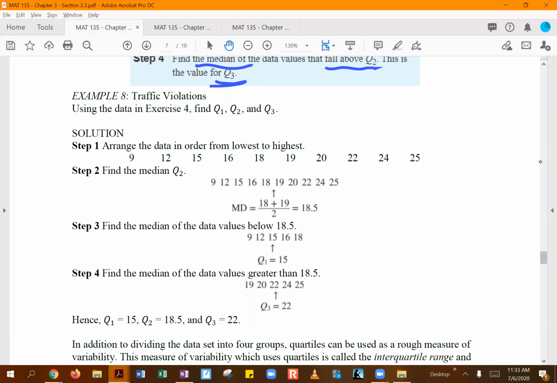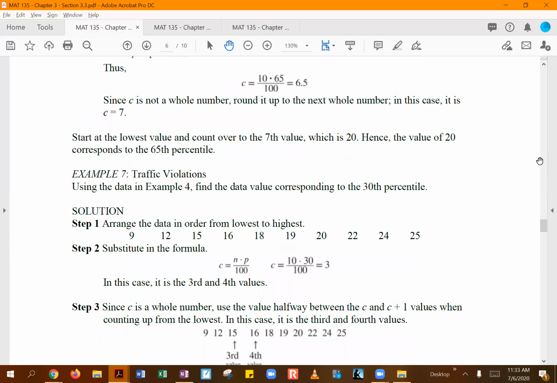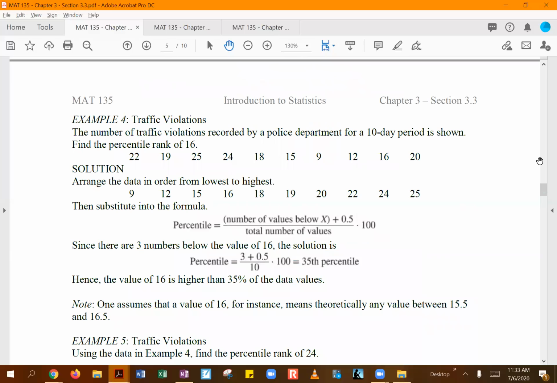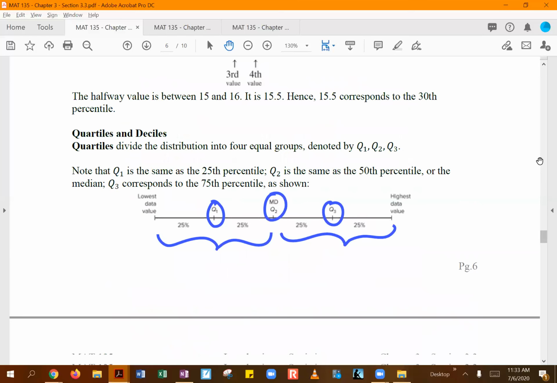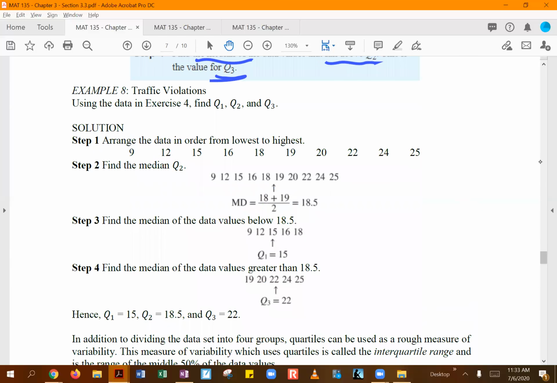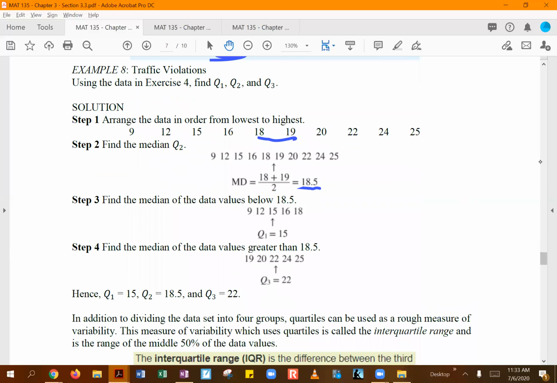We're still using the same example from our exercise 4, which was our traffic violations. This is the number of traffic violations recorded by the police department over a 10-day period. Again, arrange our data values in order from smallest to largest. As you can see, these are over a 10-day period, so you would be finding the median between 18 and 19, which comes out to be 18.5. This will be our median for the entire data set, but that's also going to be our quartile 2.